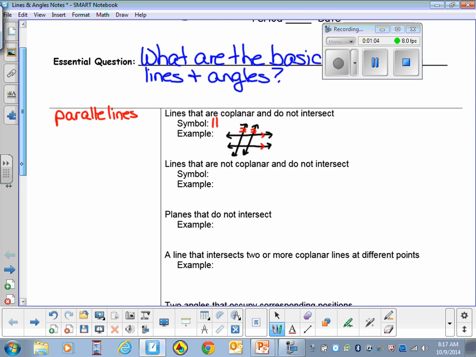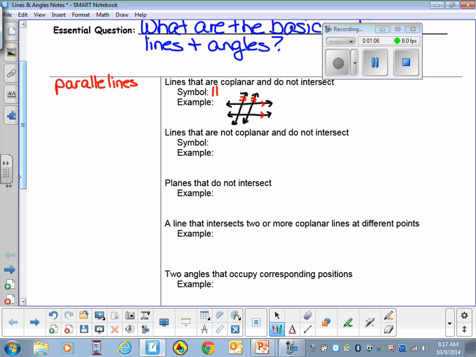There are lines that are not coplanar and do not intersect. So we're talking 3-dimensional lines. Any ideas? Skew lines. I just like the word. Okay? There isn't a symbol for skew lines. I would write none. Okay.